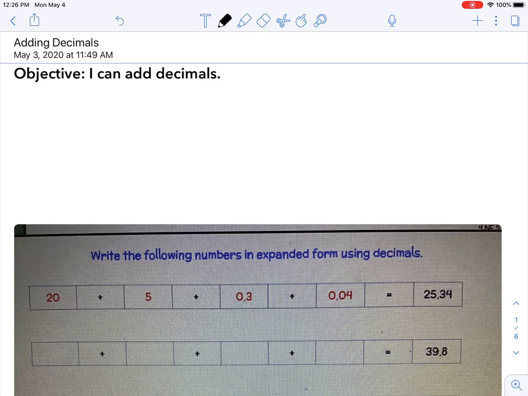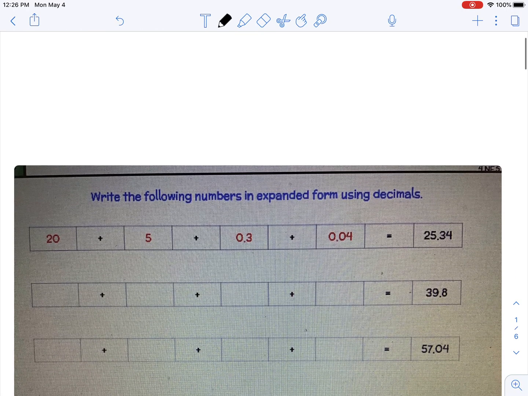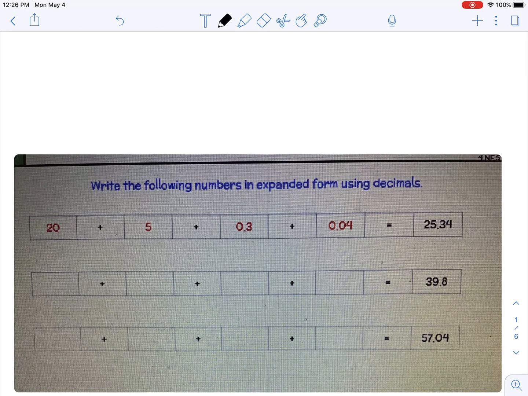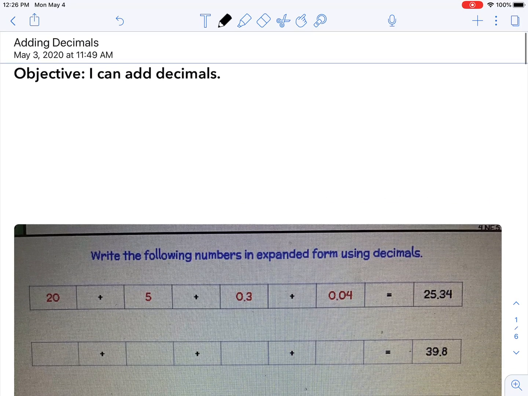The objective for this lesson is I can add decimals. So there's a couple things you're going to have to do for your independent practice today so that you can add up decimals. The first one is we want to be able to start breaking apart decimals into expanded form. This is going to help us in a few different ways, but definitely with adding.